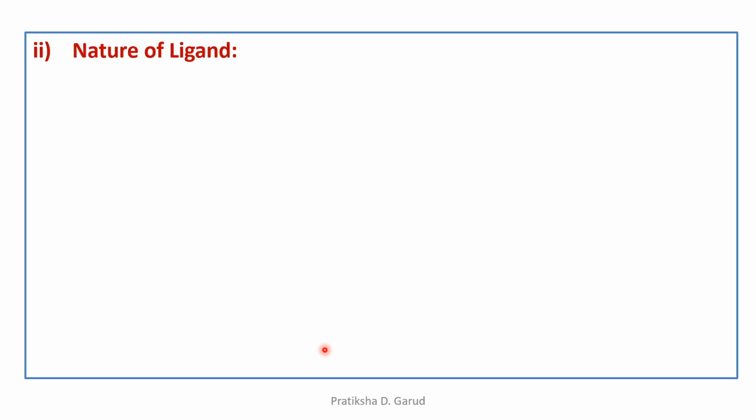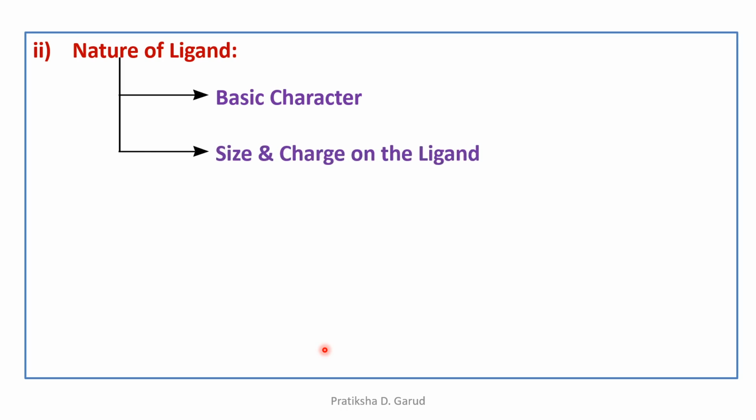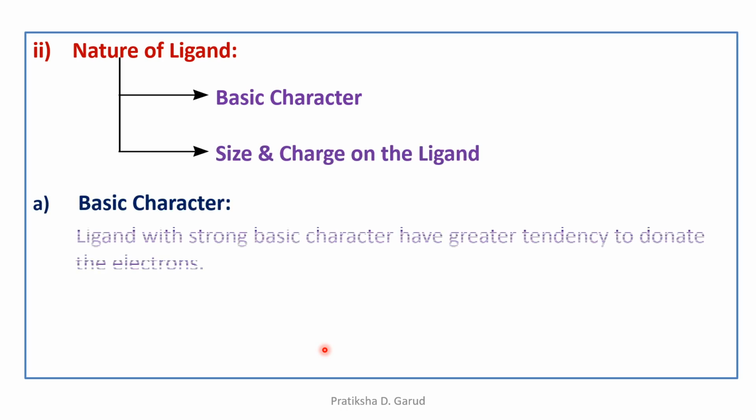The second one is the nature of the ligands. Ligands means the coordinating groups, or the groups which are attached to the central metal atom or ion. Again, it depends upon two factors. The first one is the basic character and the second factor is the size and the charge on the ligands. So let's start with the first one, the basic character.